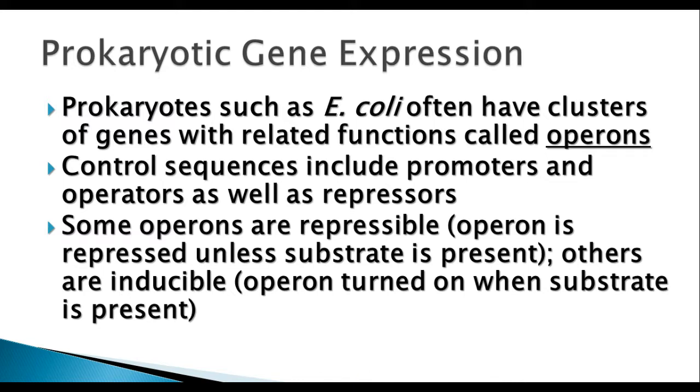Prokaryotes, like E. coli, have been studied extensively, and that's where this process was first discovered, first identified in E. coli and organisms like that. They have clusters of genes in their chromosome that have related functions, and these clusters are called operons. They have a control sequence that includes a promoter and an operator, and then they also have repressors.